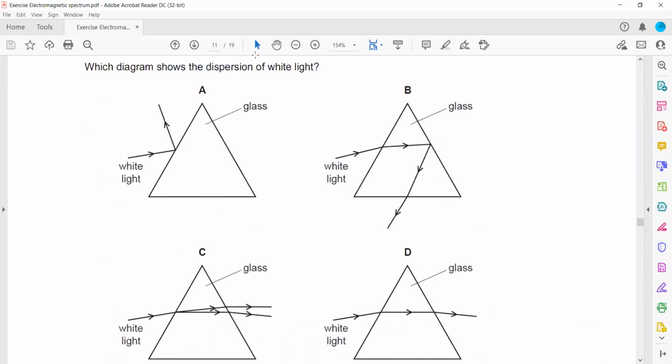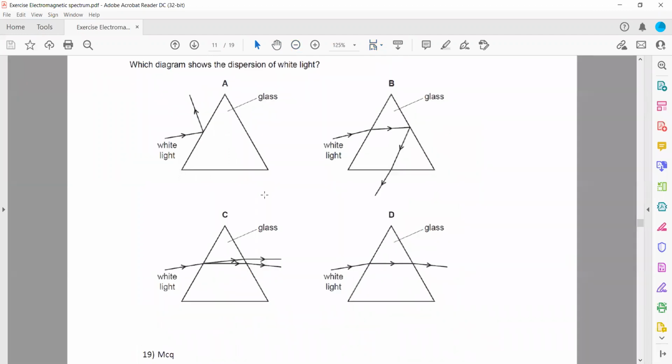Then which diagram shows dispersion? Dispersion means spreading of the wave when it moves. A white light, when it moves, spreads into colors because there is a change in the speed of the components of the white light. So C is the right answer.